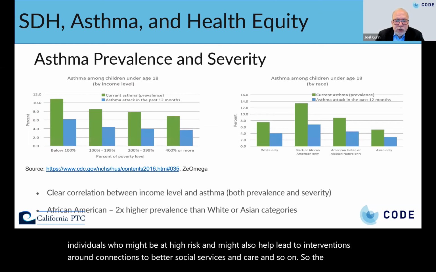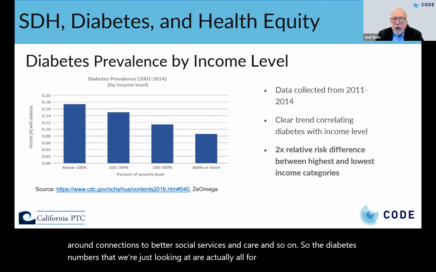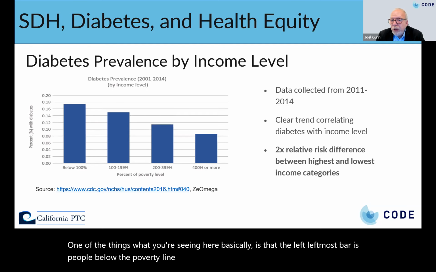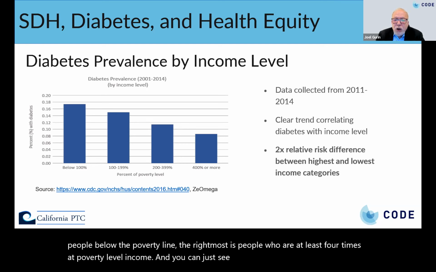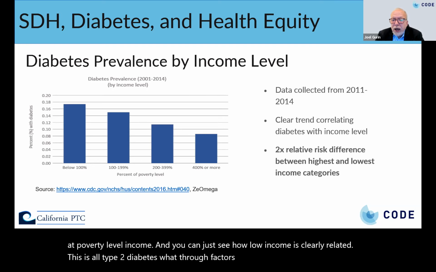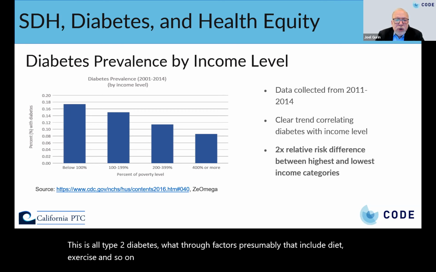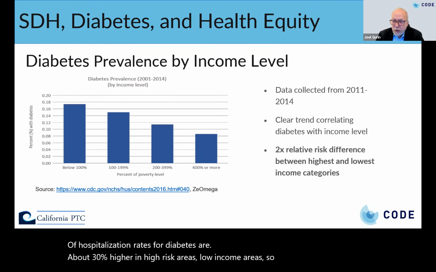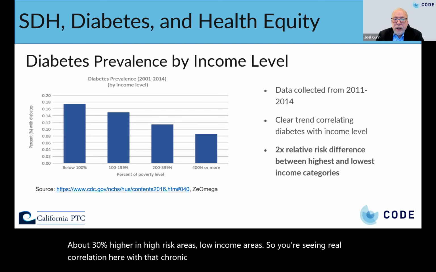The diabetes numbers that we're looking at are all for type 2 diabetes. The leftmost bar is people below the poverty line. The rightmost is people who are at least 4 times that poverty level income. And you can just see how low income is clearly related to type 2 diabetes, through factors presumably that include diet, exercise, and so on. One of the things that's not shown here is that it's not only the prevalence of diabetes, but hospitalization rates for diabetes are about 30% higher in high-risk, low-income areas. So you're seeing real correlation here with that chronic disease.